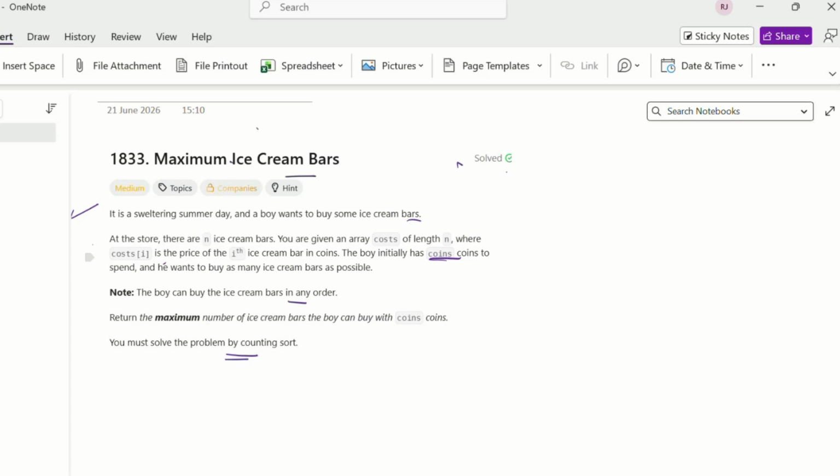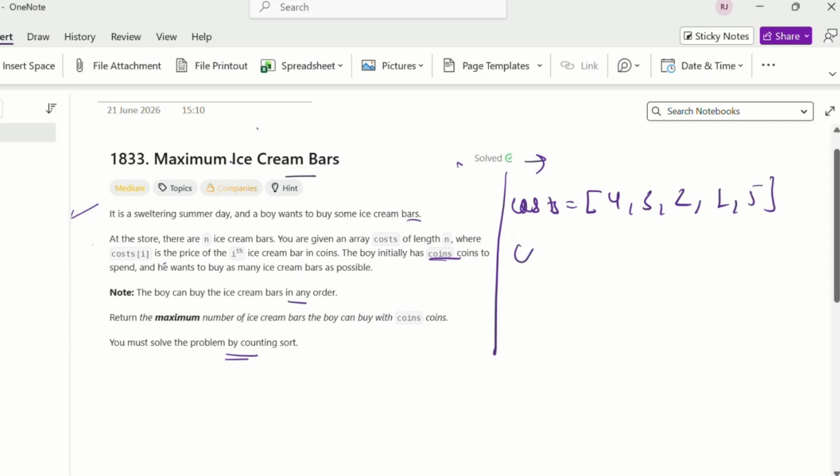So what is basically given in the question? We will be given one cost array. Suppose the cost array will be something like 4, 3, 2, 1, 5. And we will be given one integer, coins. Suppose my coins integer is 6, that means the boy has 6 coins. So what do we need to find? We need to find the maximum number of ice cream bars the boy can buy, and these are the costs of each ice cream bar.